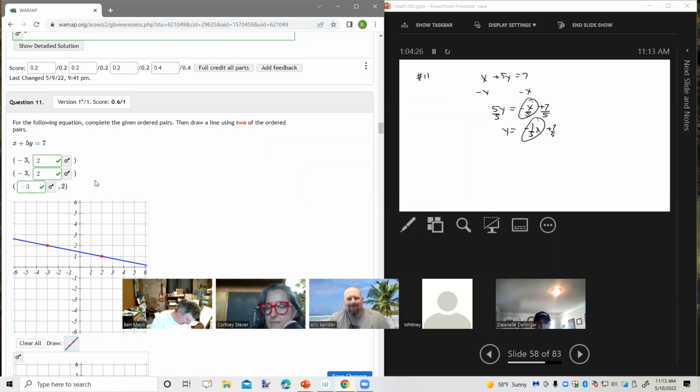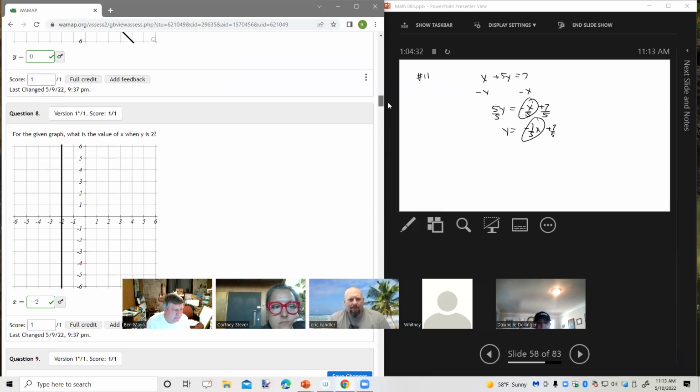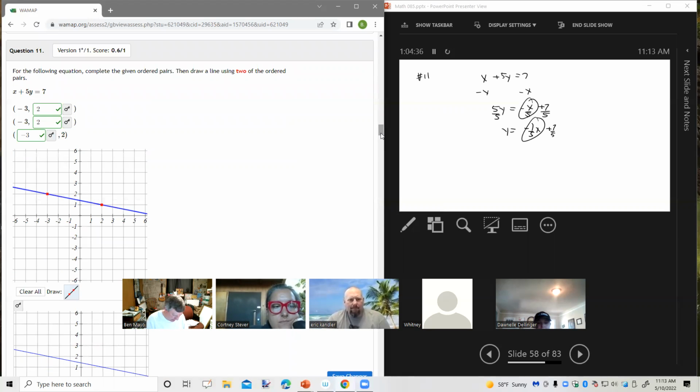So this was number 11. And what was the one where the graph wasn't showing up? No, that wasn't it. I'll figure it out later. Anyway, anything else? I have a question. I don't remember what number it was. It was in the 30s, I think.